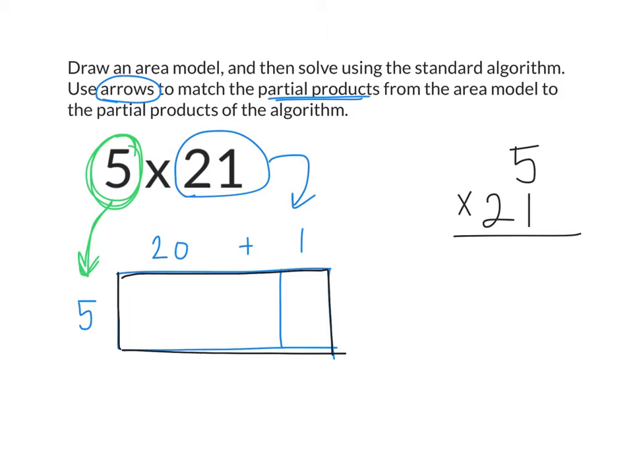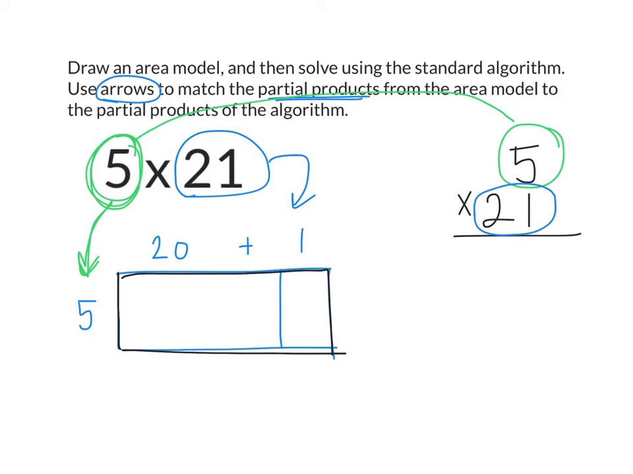Now set up your standard algorithm. You'll notice my first factor is on the top, and then my second factor is underneath it. Okay? Because of what we're doing today with partial products, it matters what order you put the factors in. But because of the commutative property, does it really matter? Is it going to change the answer? No. But for our purposes today, I want you to always put the first factor on top of the standard algorithm and on the side of the area model, and then, does that make sense? And the second factor underneath it.